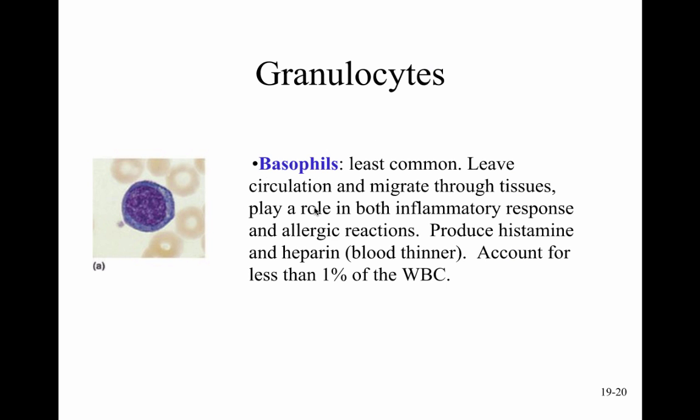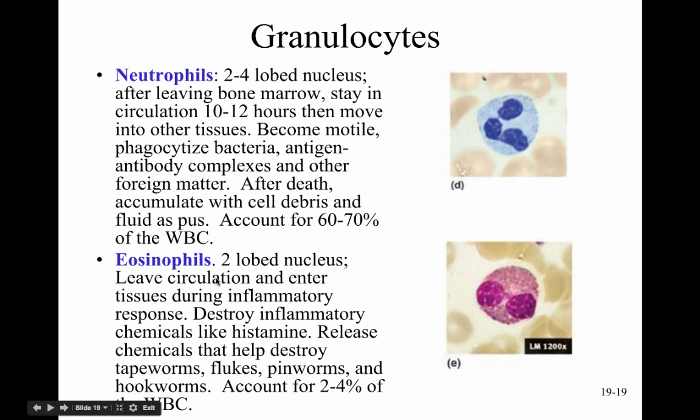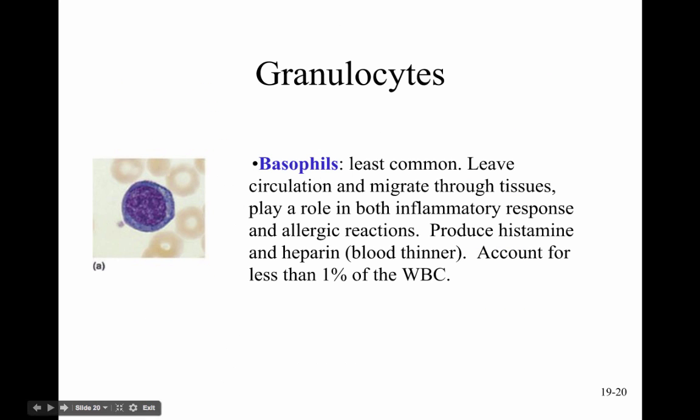And the last kind of granulocyte is a basophil. The smallest amount of granulocytes are the basophils, the least common, and they also have a role in the inflammatory response. They help produce the histamine and heparin in the inflammatory response, and then the eosinophils destroy those chemicals, the histamine. So the eosinophils and basophils work together in the inflammatory response.